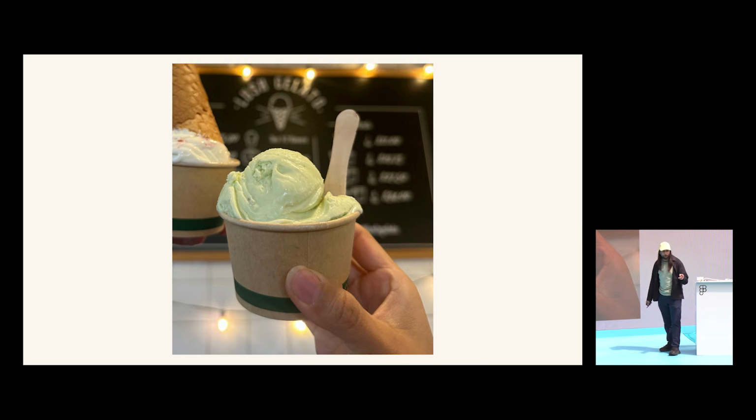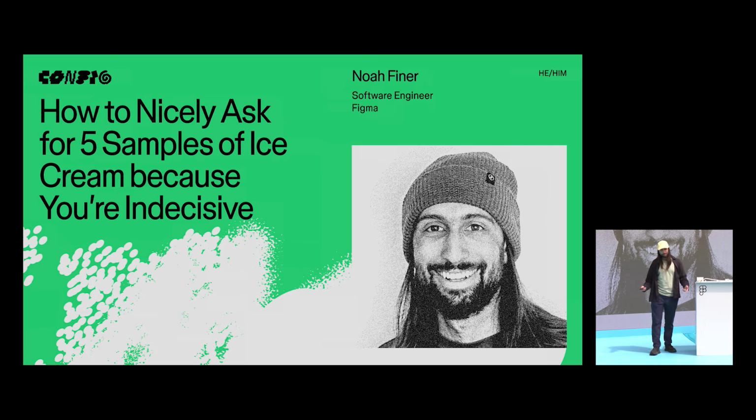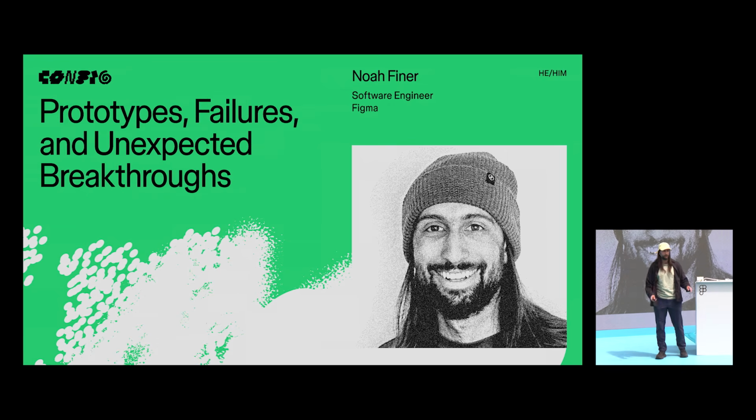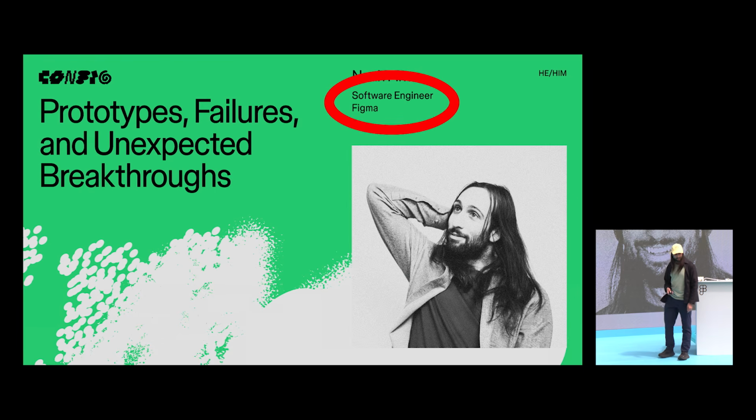But you might strike gold. You might go to Lush Gelato in North Beach in San Francisco, and you might sample the fresh mint gelato. And when I did sample it, I fell in love, and I get that every time I go. So I could be here and tell you about how to ask for a bunch of samples of ice cream because you're cheap and indecisive, but I'm actually going to be telling you a little bit about prototypes, and I promise the ice cream makes sense.